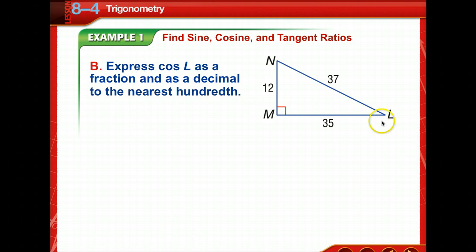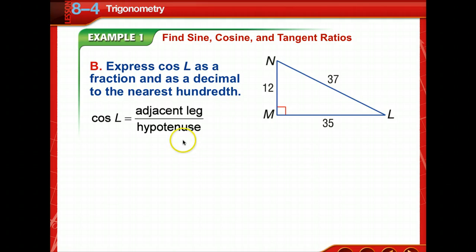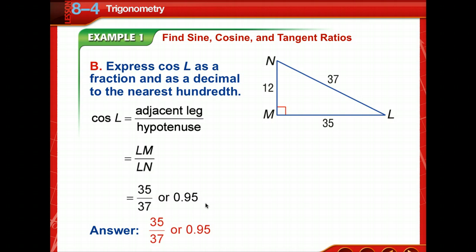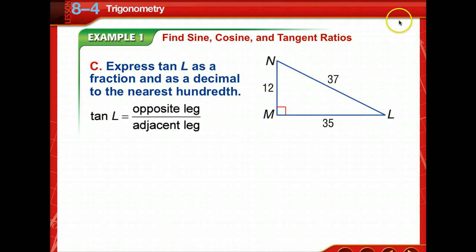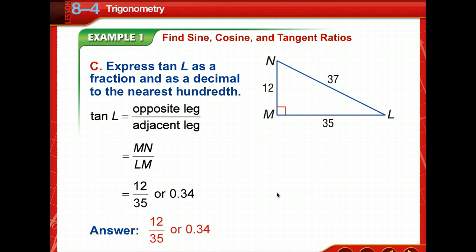Now we're going to look for the cosine of L. Now cosine is the adjacent over the hypotenuse. So adjacent over hypotenuse, 35 over 37, which comes out to be 95 hundredths. Now let's look for the tangent of L. The tangent is opposite over adjacent. 12 over 35, so that's 34 hundredths. Now we found everything. We found sine, cosine, and tangent for L.